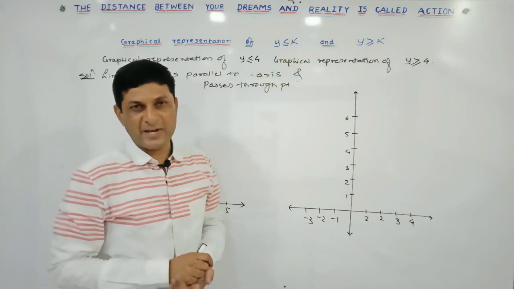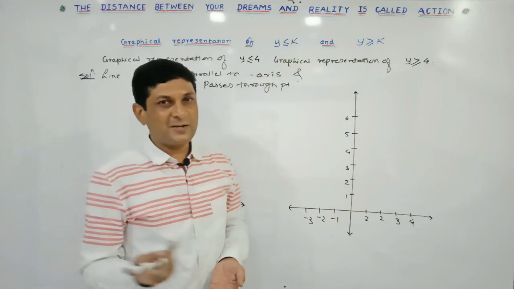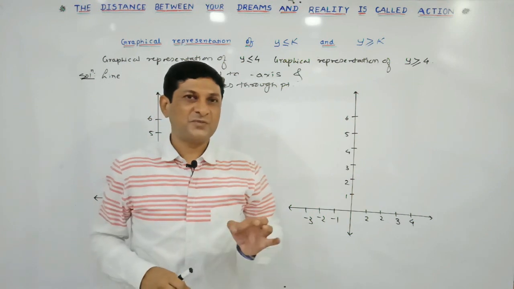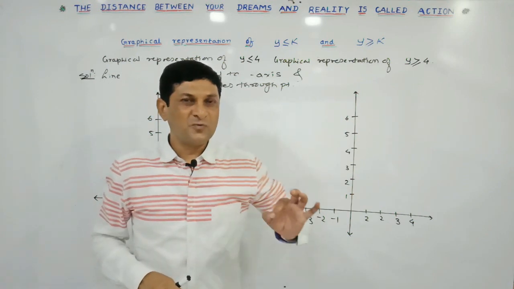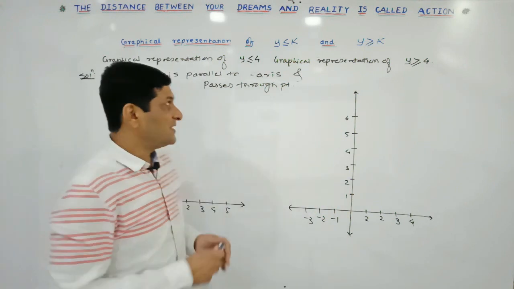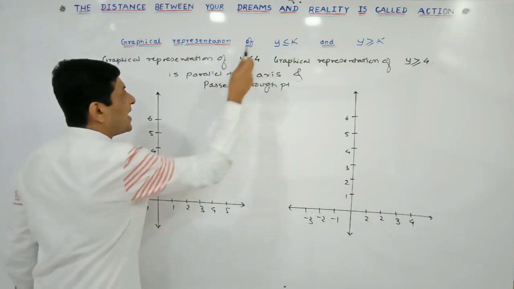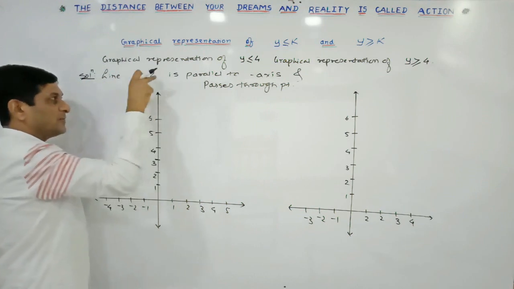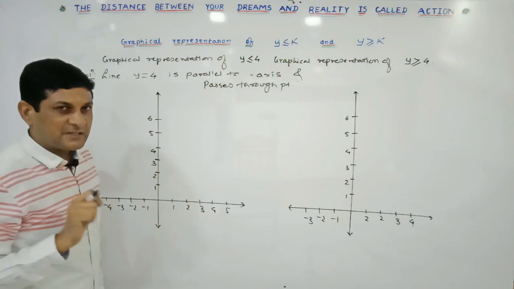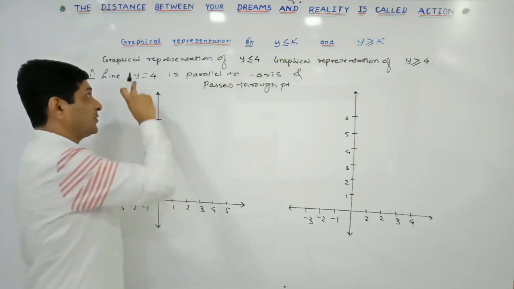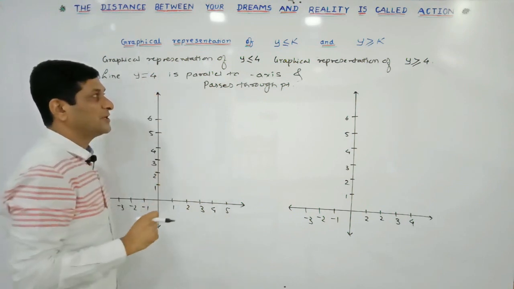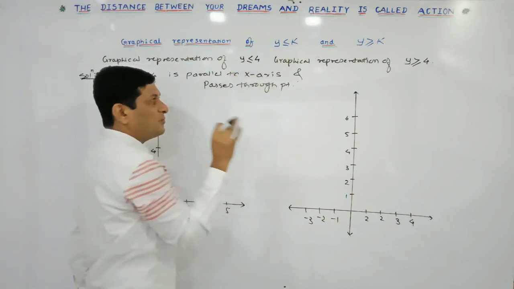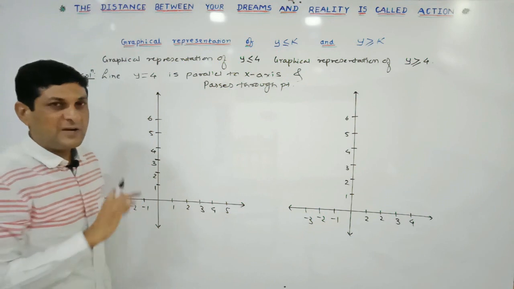The same method we apply in every case, and just now in the first three cases we have seen that whenever we find a graphical representation, it is very important to first draw a line. So in this case our line is in the form y equals 4. From this equation we can easily say that this line is parallel to the x axis, because if the equation of a line is y equals a constant, then the line is parallel to the x axis.